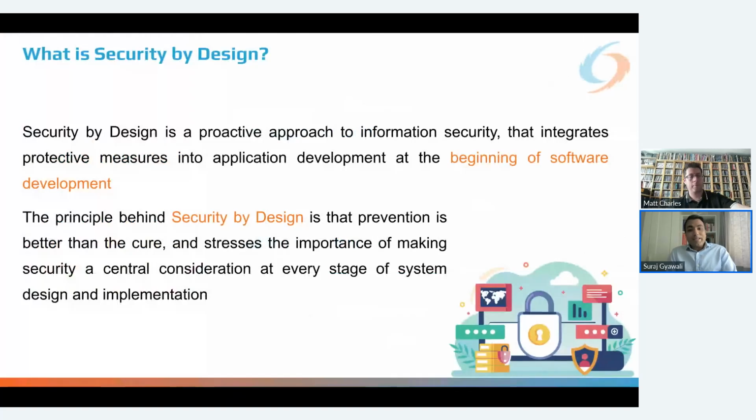Sure. Security by design is a proactive approach to information security that integrates protective measures into applications from the very beginning of software development, rather than adding them as an afterthought. Instead of treating security requirements as an afterthought, this approach embeds them into system architecture from the start. The concept is straightforward, yet powerful. Applications designed with security at their core are inherently more resilient and less vulnerable to breaches. The principle behind security by design is that prevention is better than cure. It stresses the importance of making security a central consideration at every stage of system design and implementation. This involves anticipating potential threats and vulnerabilities from the outset and designing systems to withstand the challenges. The aim is not only to prevent breaches, but also to minimize the impact and ensure rapid recovery if they do occur.